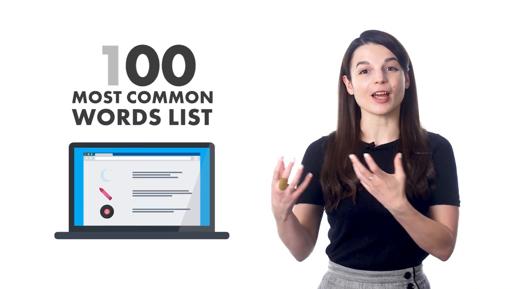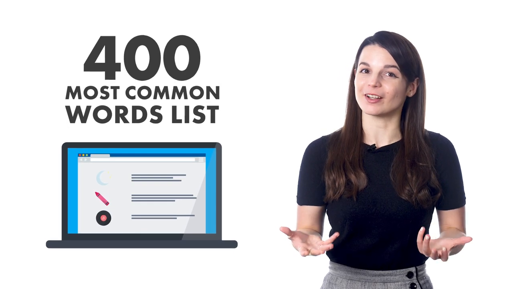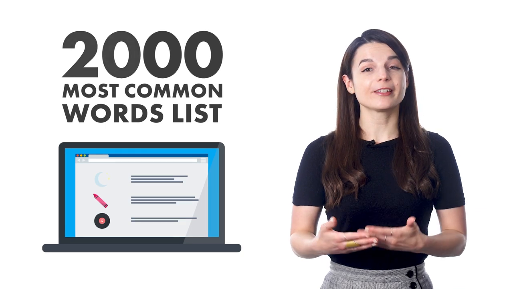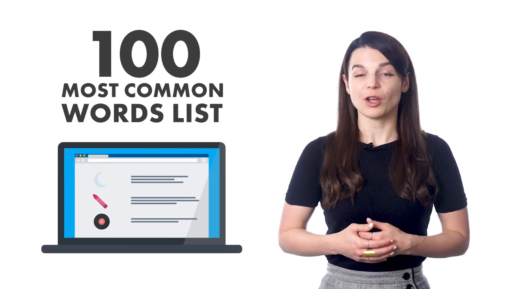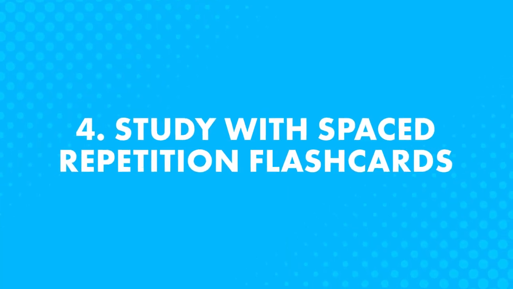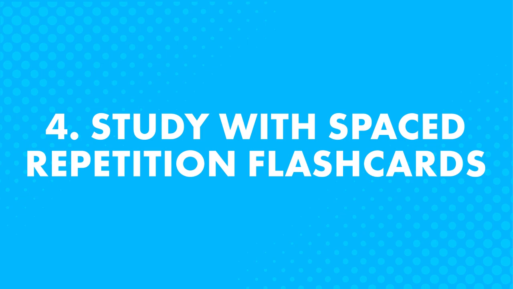You can also start with the top 100 words, then move on to the top 200, 300, and so on until you get to 2,000. So if you're an absolute beginner, you can start with the top 100 words. Once you've mastered those, you can move on to the next category. You can also use other study tools to learn these words faster, right? Such as number 4, study with spaced repetition flashcards.